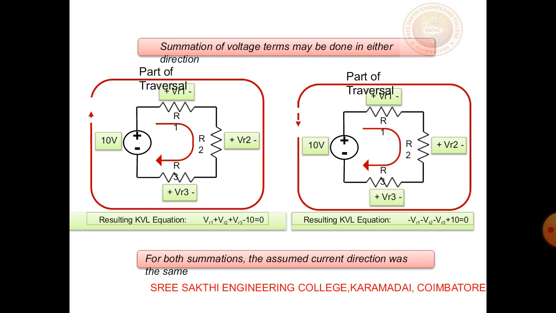Here you can see two different things. You can write the equation in two different forms. Either VR1 plus VR2 plus VR3 minus 10 is equal to 0 for the same circuit, or minus VR1 minus VR2 minus VR3 plus 10 is equal to 0, because the loop direction and the current direction are different. Here we can go from minus to plus, or if we consider plus to minus, then the two equations will be the same. We have written the equation in a different form, but the result is the same.